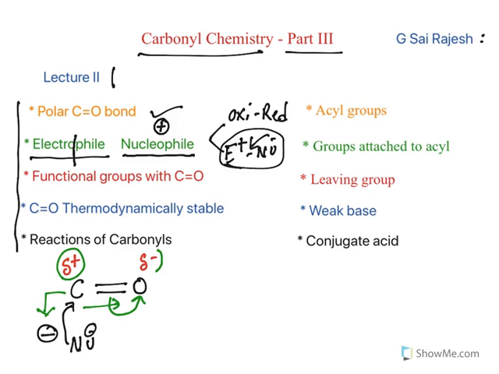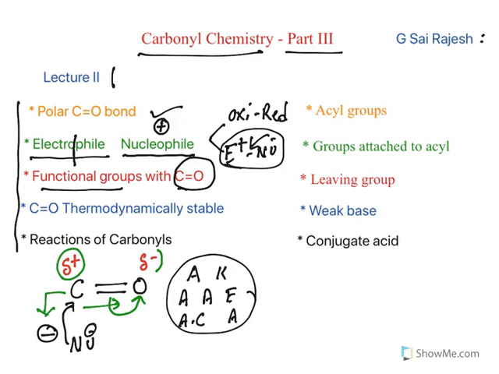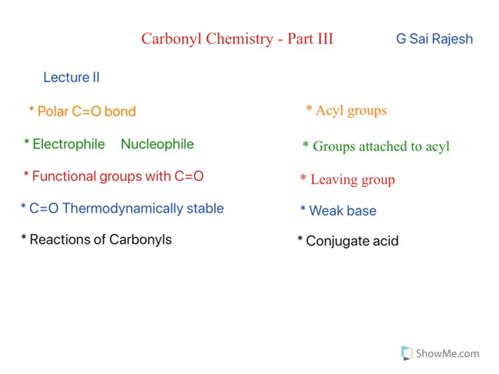After that, I explained various functional groups which contain a carbonyl component, like aldehydes, ketones, acids, anhydrides, esters, acid chlorides or acid halides, and finally amides. All of them contain a carbonyl component. After discussing this, I gave an important topic called thermodynamic stability of carbonyls.